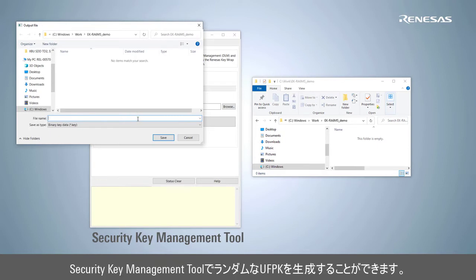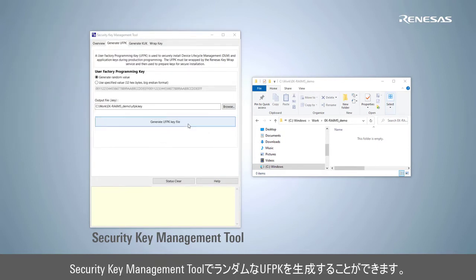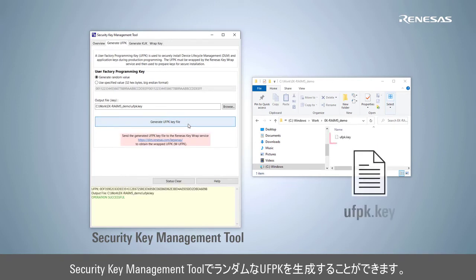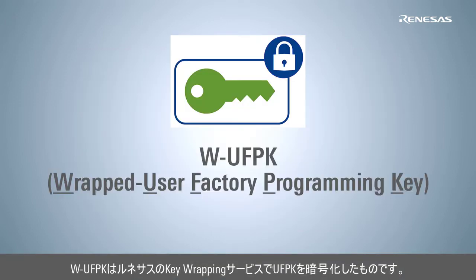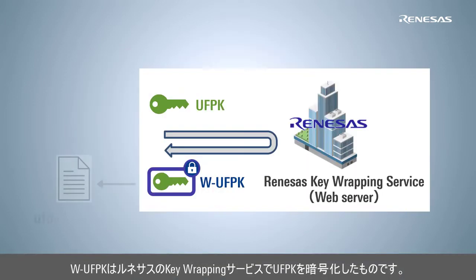In this example, we use the Security Key Management tool to generate a random UFPK and key file. Now we must wrap the UFPK to create the WUFPK. The WUFPK is created from the UFPK by the Renesas key wrapping service.